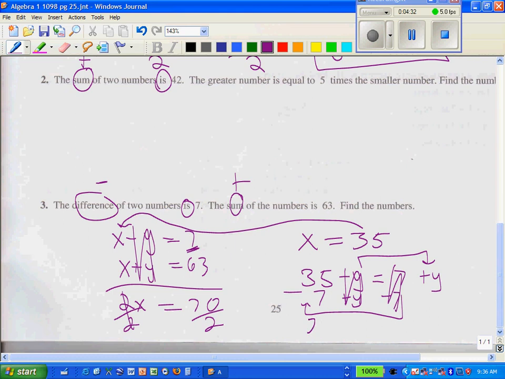So what I get is 28, because 35 minus 7 is 28 equals y. 28 equals y. And now that I know what y is, I know what my two numbers are, 35 and 28. That's my answer.